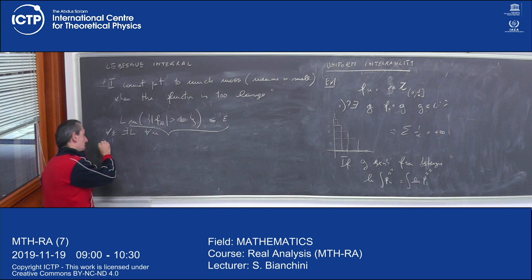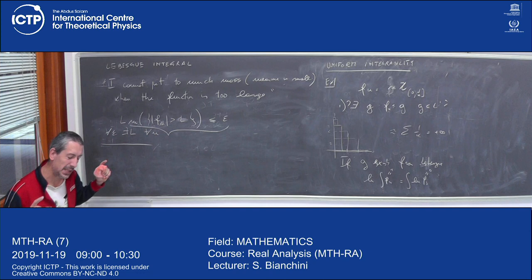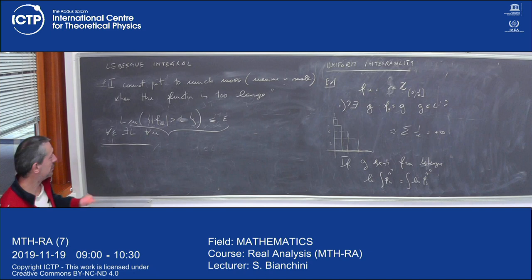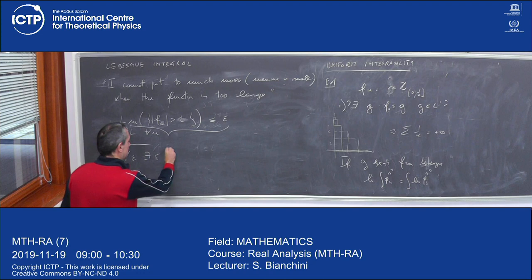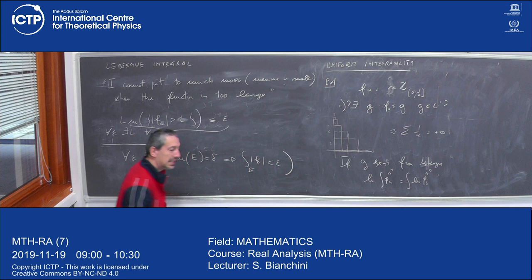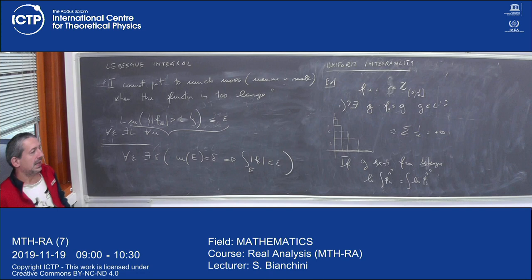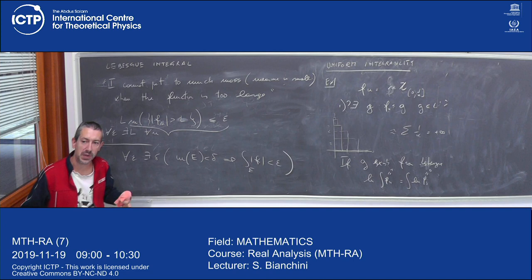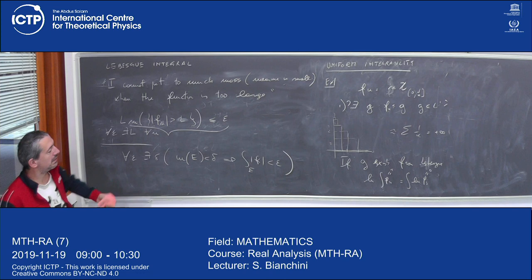So I want to replace this with something a little bit weaker, but that gives me the meaning. But the real definition is the following. For all epsilon, there exists delta such that if the measure of E is less than delta, then the integral of f over E is less than epsilon. And this is the correct one, which in some sense replaces this with the integral, which is slightly stronger because we have Chebyshev. So uniform integrability means, if the set is very small, its integral is very small.